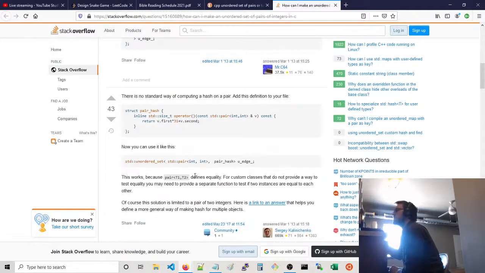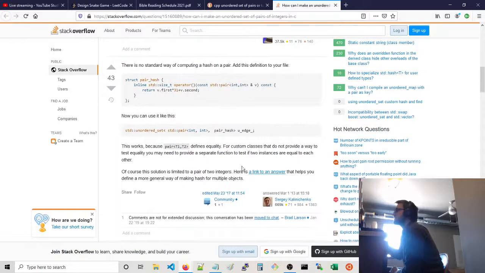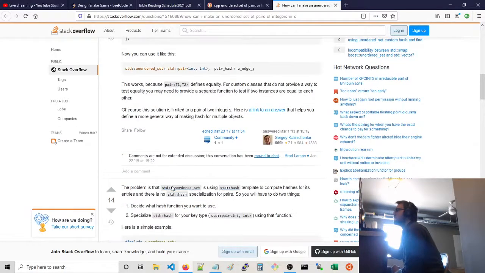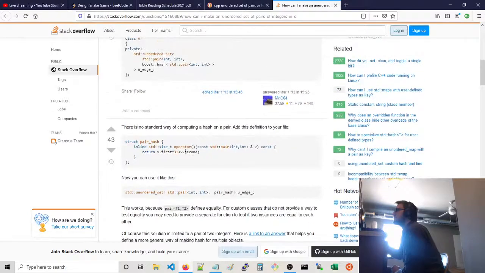Pair defines equality. Provide a way to test equality. You may need to provide a separate function to test that the two instances are equal to each other. Limited to a pair of two integers. LeetCode helps you more generally with hashing multiple objects. Why does this work though? Times 31 plus the other one.